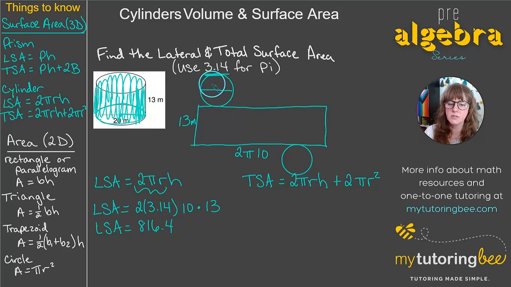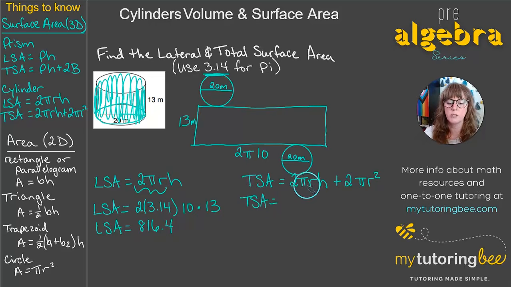So each of those circles has a diameter of 20 meters, right? So both of them are the same circle, which is why we're multiplying 2 times the area of one of those circles, because we have 2 of them. So let's go ahead and plug those numbers in.